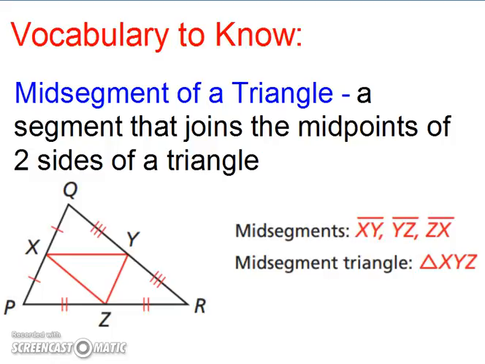Let's look at some vocabulary first. The midsegment of a triangle is a segment that joins the midpoints of two sides of a triangle. So if you look at the diagram below, midsegments would be like XY, YZ, and XZ because they connect the midpoints of each of the sides. So basically it makes another smaller triangle, which would be the midsegment triangle.